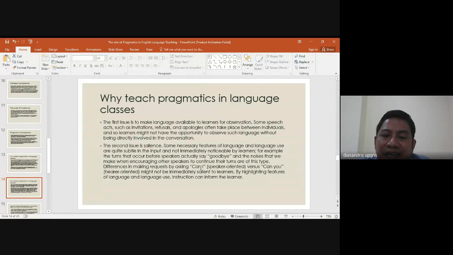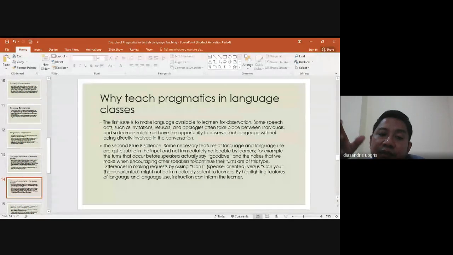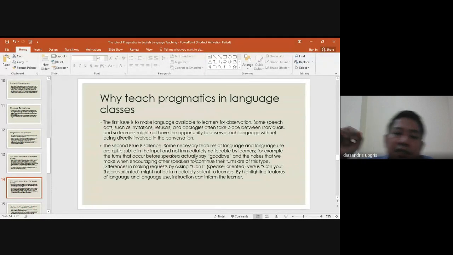Differences in making requests by asking "can I" versus "can you." Very simple, the use of "can I" and "can you" in different contexts. "Can I" means speaker-oriented, oriented to the speaker, to themselves. "Can you" means there is a listener, the person being spoken to, who is the orientation. It may not be immediately salient to learners. Maybe people don't take this into account, but that is very important and salient. By highlighting features of language and language use, instruction can inform the learners.